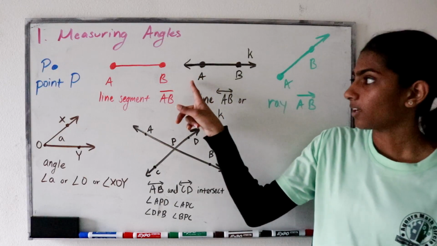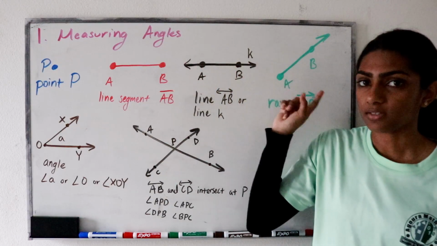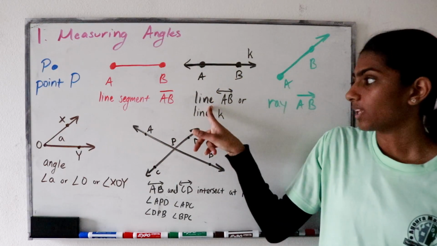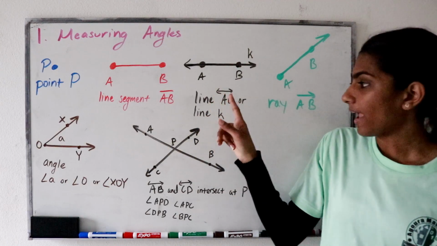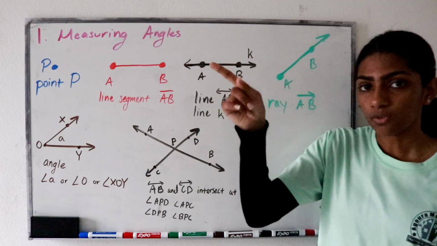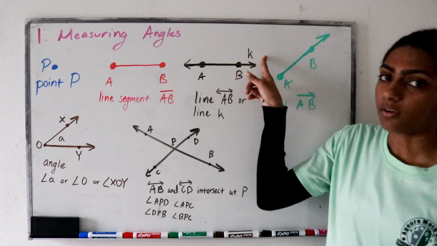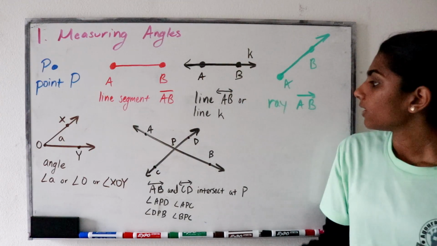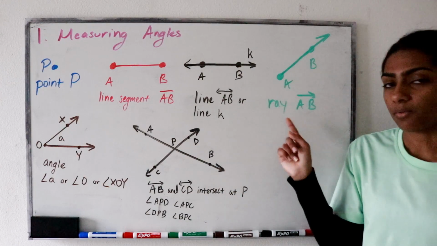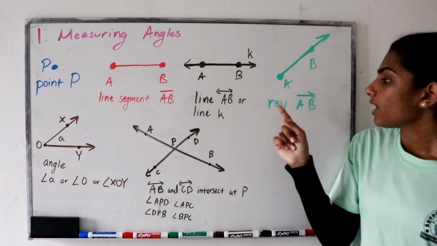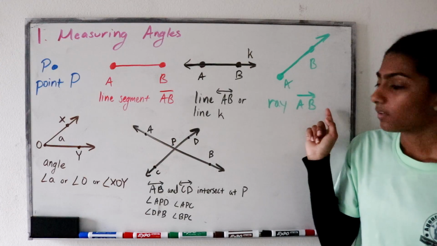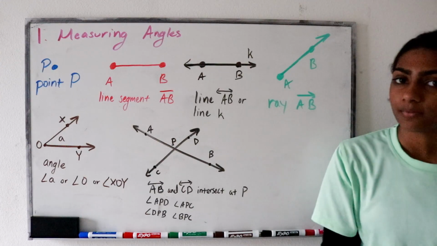Next, if we have a line segment that continues on forever on both ends and doesn't stop, then we have a line. So we can call this line AB with a line and 2 arrows on each side, or we can call it line K with a lowercase letter on top of the line. Next, we have a ray. So this is a line segment with one side continuing forever. And we can label it ray AB with an arrow going to one side.